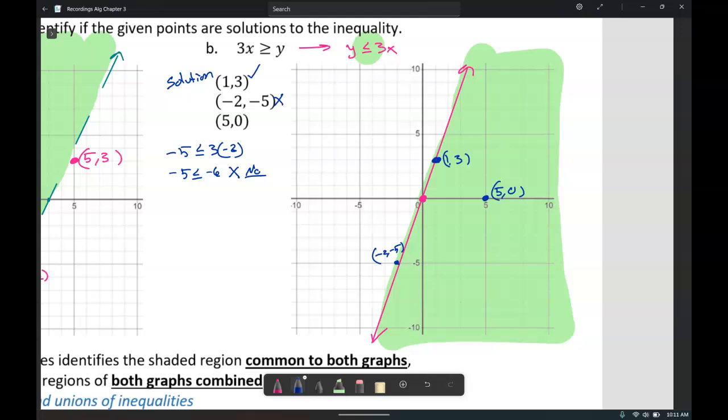And the point 5, 0 is clearly within the shaded region, so it is a solution. And we can go ahead and double check again by substituting into our original equation. 0 is less than or equal to 3 times 5. 0 is less than or equal to 15, therefore it is a solution, and we can verify it.